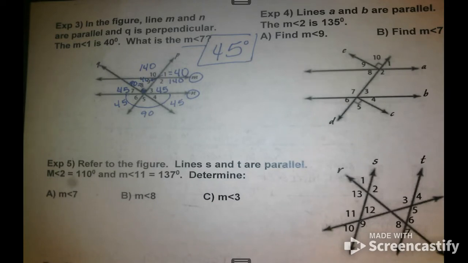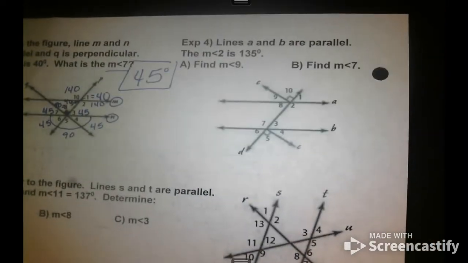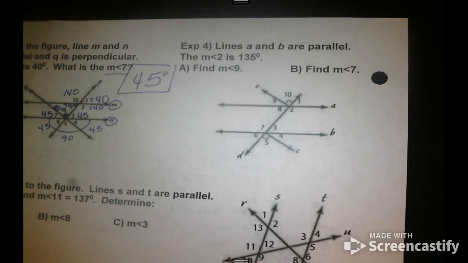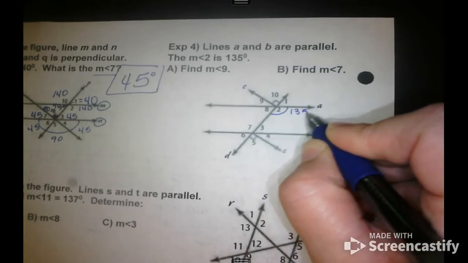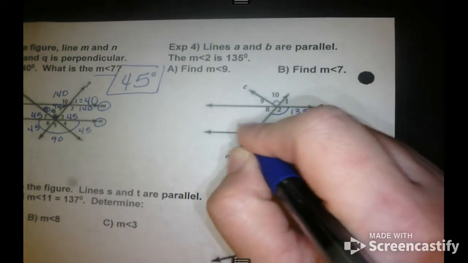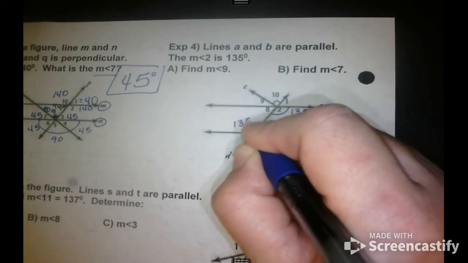Okay, example 4. Lines A and B are parallel. The measure of angle 2 is 135 degrees. Okay, so it says the measure of angle 2 is 135. What other angle there has a measure of 135? 7. Why? Because it's the same length. What kind of angles are those?